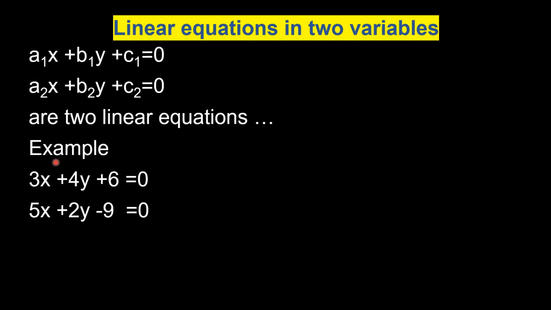So see here, this is an example for the linear equation: 3x plus 4y plus 6 equal to 0, 5x plus 2y minus 9 equal to 0. So this linear equation will give you one line and this linear equation will give you another line. See, we are going to learn how the lines are going to be based on the coefficients a1, a2, b1, b2 and c1, c2. The conditions, that is what we are going to learn. So going to the next one.